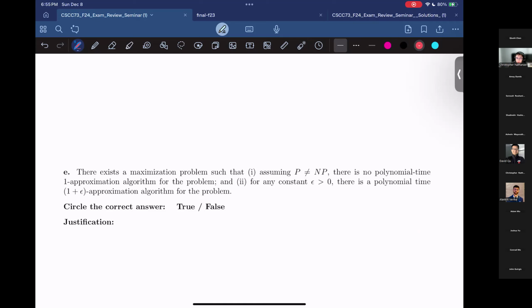What's the 1 approx algo? Something like your 0, 1 knapsack. So it's not optimal, but it gives you a suboptimal value within a specific range from the optimal value.